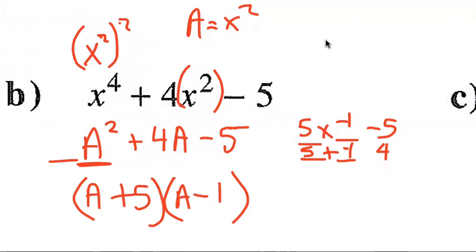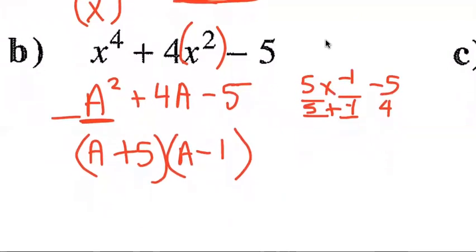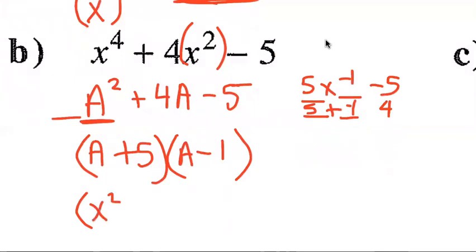But remember, this is where I started. I substituted this out, so now I have to put it back in. So everywhere there's a capital A, I put in x squared: x squared plus 5, x squared minus 1. Right?